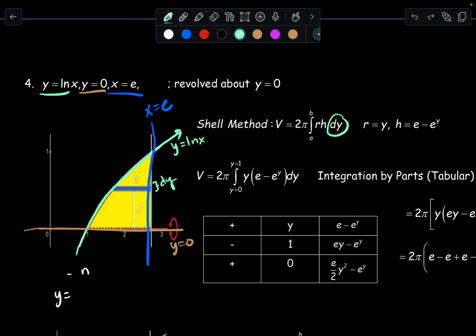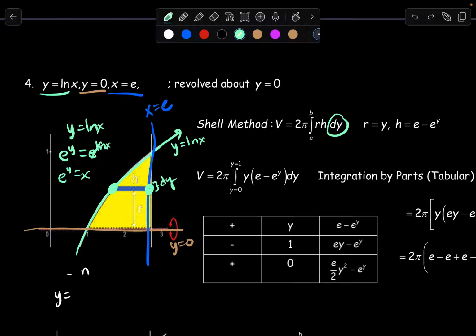The h will be right minus left. So the right side of this is x equals e, so we can just use e. But the left side is y equals natural log of x, but we are integrating with respect to y, so we need to rewrite this in terms of y. If I exponentiate both sides, we get e to the y is equal to e to the natural log of x. E and natural log are inverses. So we get e to the y is equal to x. So that's why we have e minus e to the y.